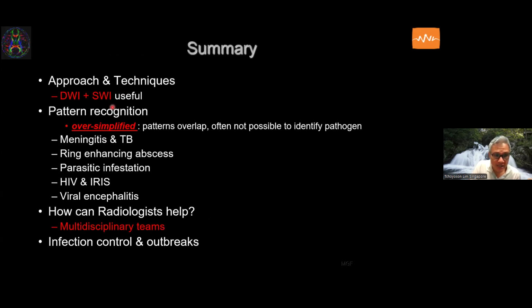In our approach and techniques, we use a lot of diffusion and susceptibility-weighted imaging, and we looked through meningitis, specifically tuberculosis. We also looked at parasites, such as neurocysticercosis, and HIV, specifically opportunistic infections and the differential diagnosis of lymphoma, and immune reconstitution syndrome, IRIS. We talked about the multidisciplinary team and radiologists, and zoonotic infections and infection control.